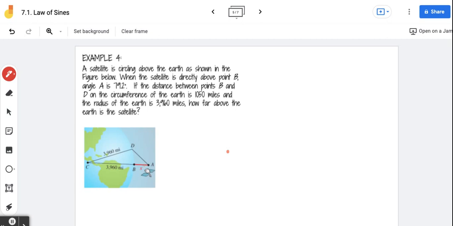Let me go ahead and draw the triangle out here, so I have one I can write on. We'll label this C, that's the center of Earth. This is D, this is A. So we know angle A is 79.2 degrees. If the distance between points B and D on the circumference of the Earth is 1,050 miles, what they're talking about is this distance right there from B to D is 1,050 miles.